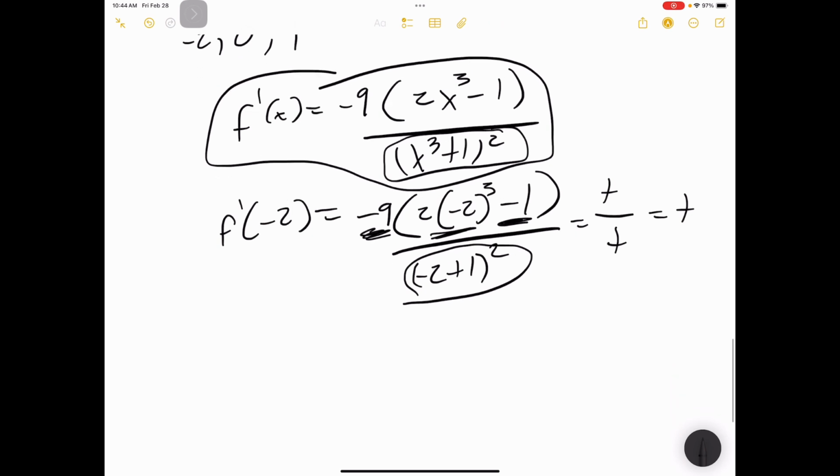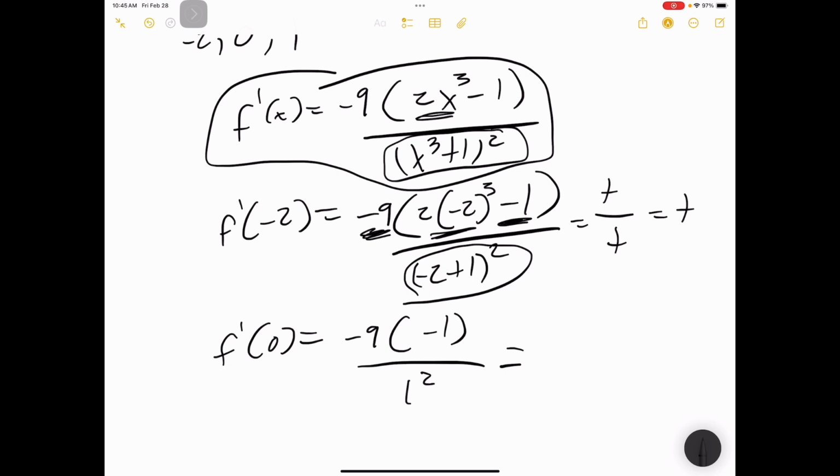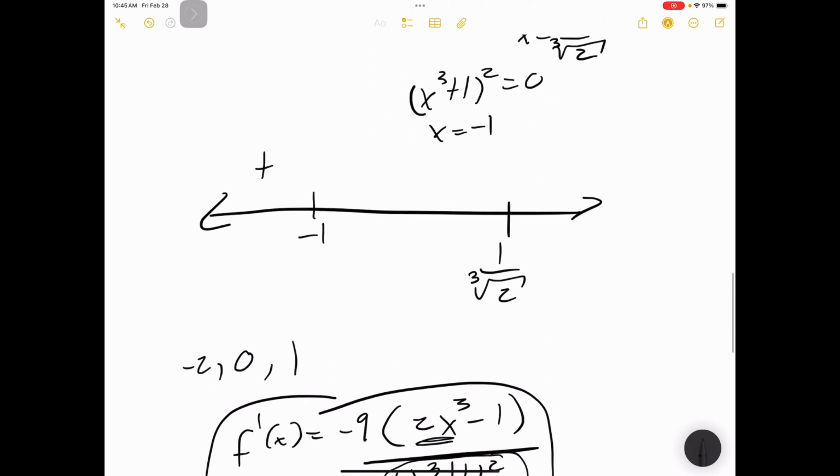Now I can plug in 0. F prime of 0 is equal to -9 times -1, because our x term is just going to go away, over 1 squared. On the top, we have a negative multiplied by a negative, which is a positive. And on the bottom, we have something squared, which again is a positive. And so between -1 and 1 over the cube root of 2, we also have a function that is increasing.